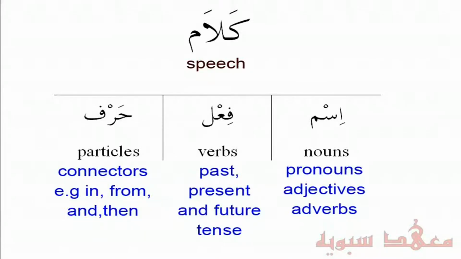Now in Arabic, all words that compose speech can be divided into 3 different types. Now the first one we have is ism, which include things like nouns, pronouns, adjectives and adverbs. So it's much more comprehensive than the word noun in English.